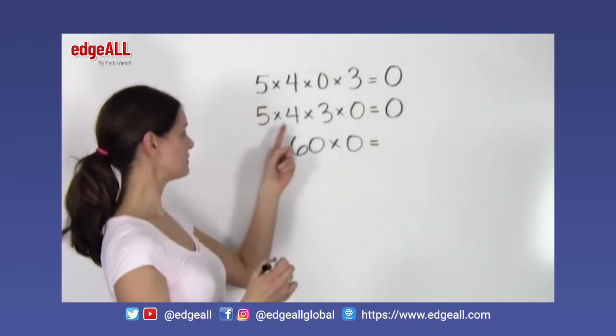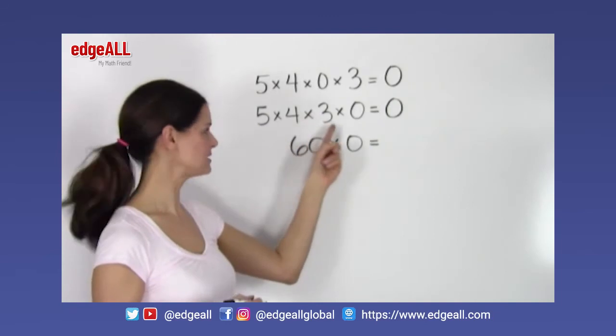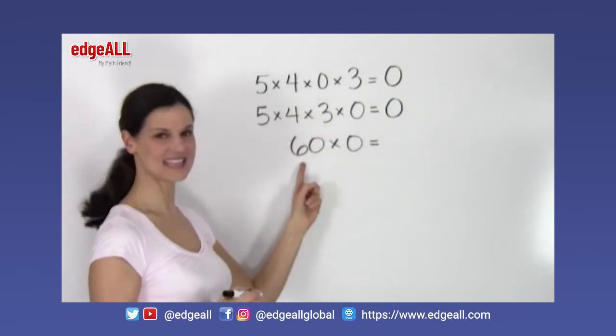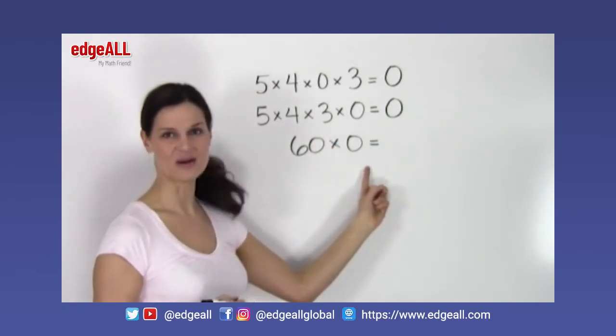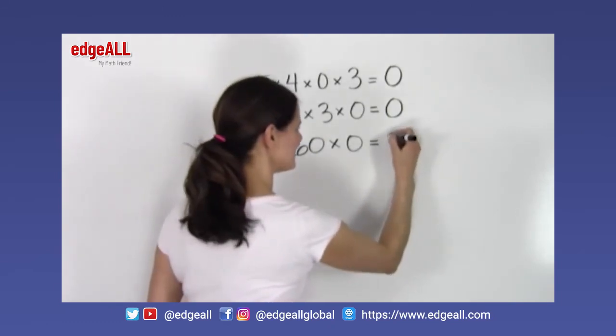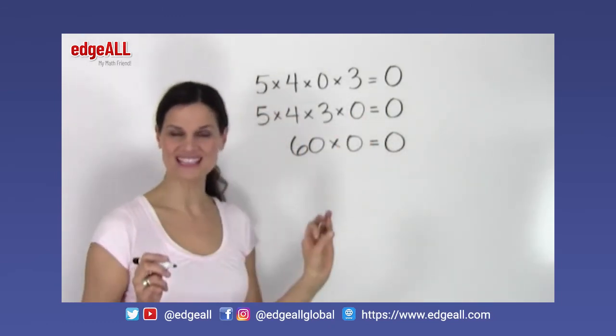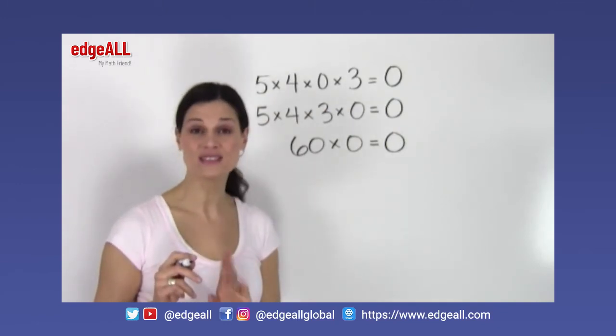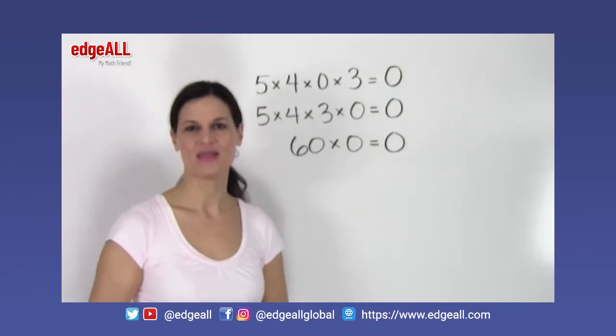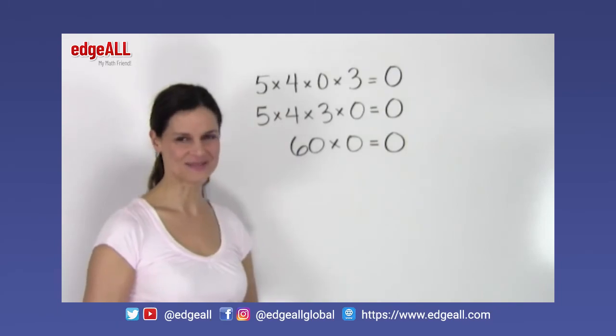And 5 times 4 is 20, times 3 is 60, so this is the same as 60 times 0, which we also know is 0. So anytime we have a string of numbers multiplied together, if any one of those numbers even is 0, the product will be 0.